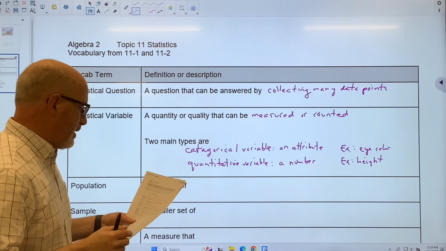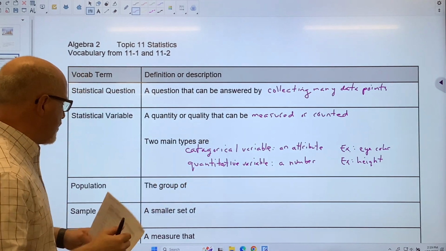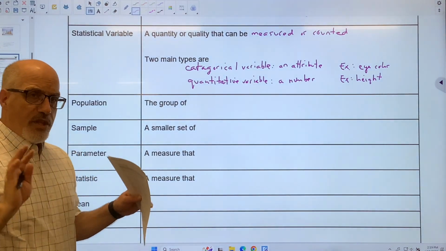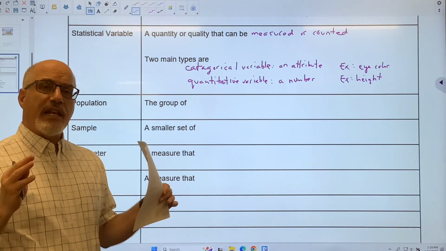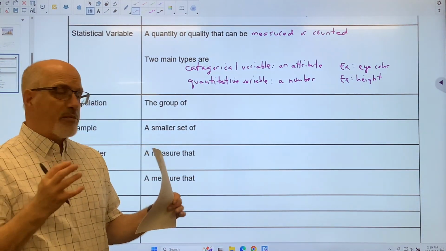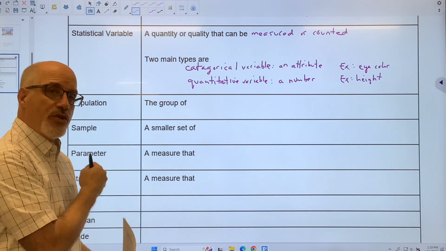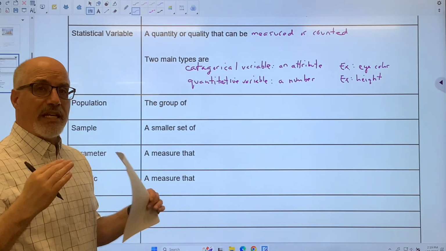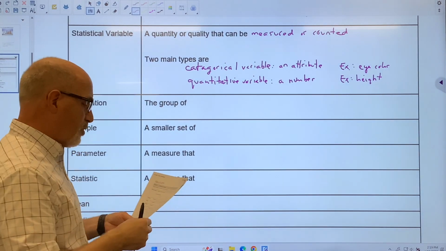All right, so let's talk about population versus sample. These two are related to each other, and what can be confusing is sometimes you can make a population into a sample or a sample into a population. You just have to know how it relates to the initial statistical question.